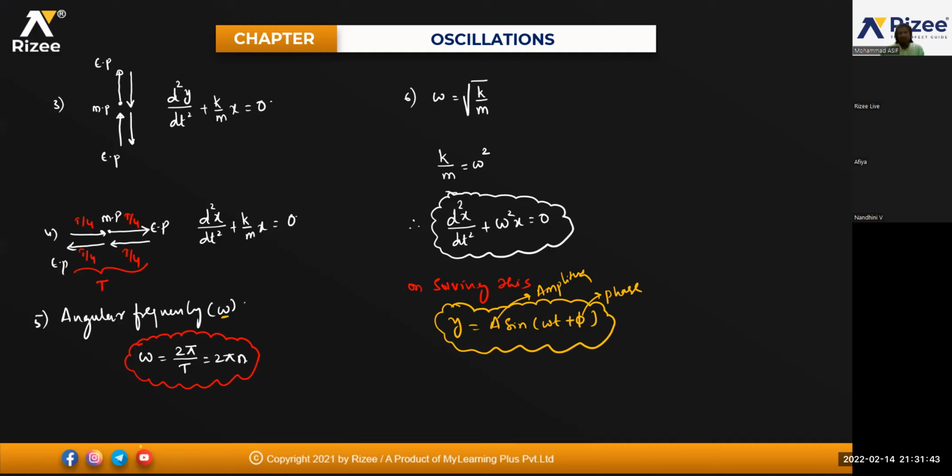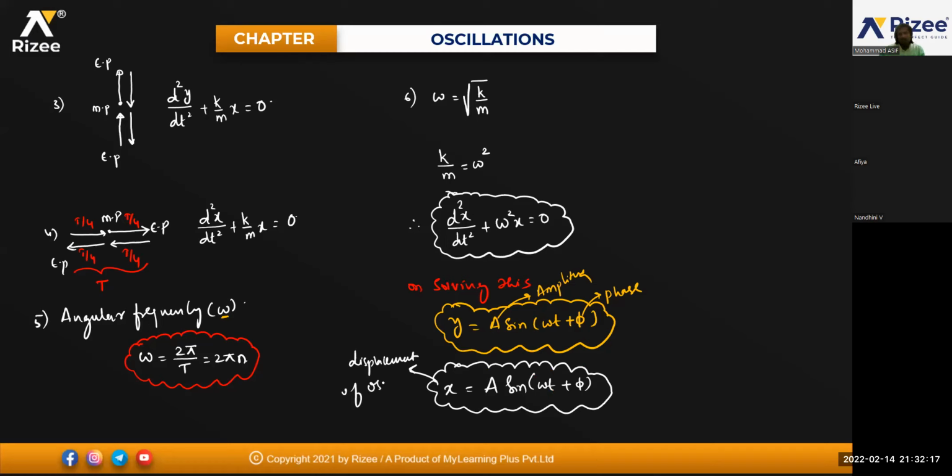So if I'm writing in terms of x, in the x direction, x will be equal to a sine omega t plus phi. So this is the value of x. Clear? X is known as what? Displacement of an oscillator. Clear, better?